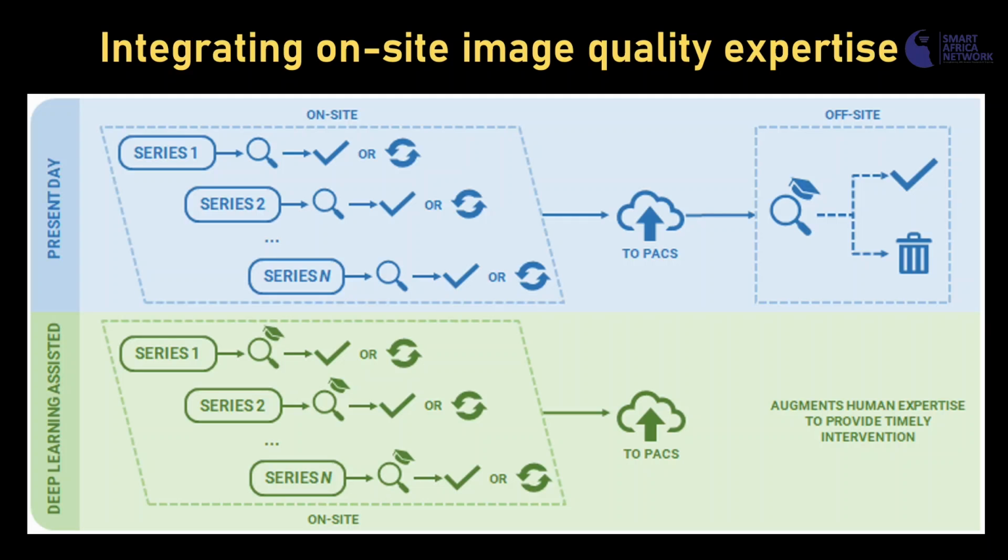To that end, we want to exploit the ability of deep learning to move this local expertise on site. Here's what I mean. The present day scenario in several sites includes the acquisition of the data, and during acquisition, the MR technician does review these images, and if it's a pass, then it's a check. Otherwise, it's a loop of reacquiring or mitigating the artifacts.